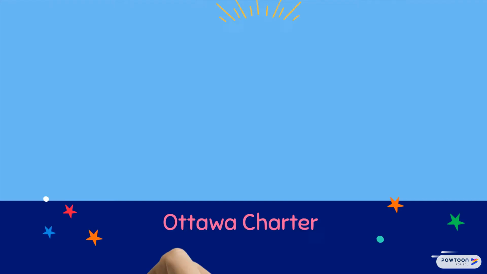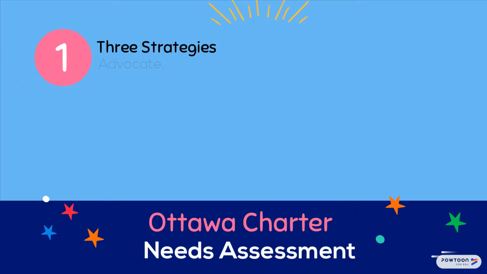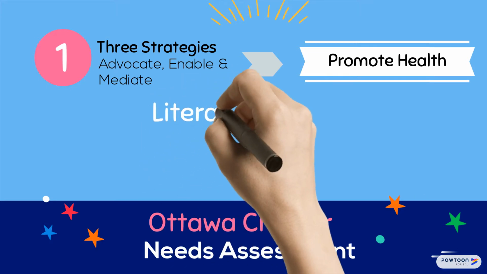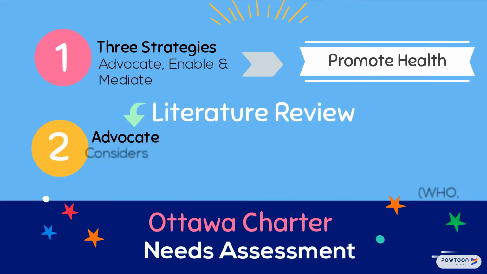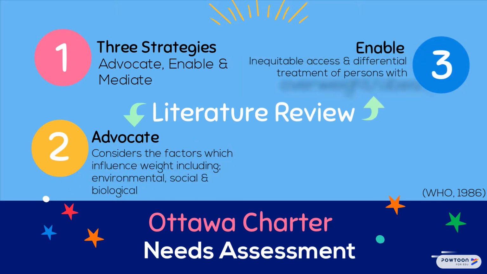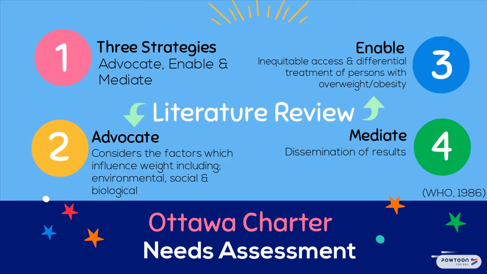The Ottawa Charter consists of 3 strategies: advocate, enable and mediate to promote health, which are applicable to this project. Both advocate and enable are evident in this project through the literature review, which details the various factors that influence weight, as well as highlighting the inequitable access and differential treatment experienced by some individuals as a result of weight bias. This project aims to achieve the mediate strategy through dissemination of results, promoting other organisations to adopt a non-weight bias workplace.